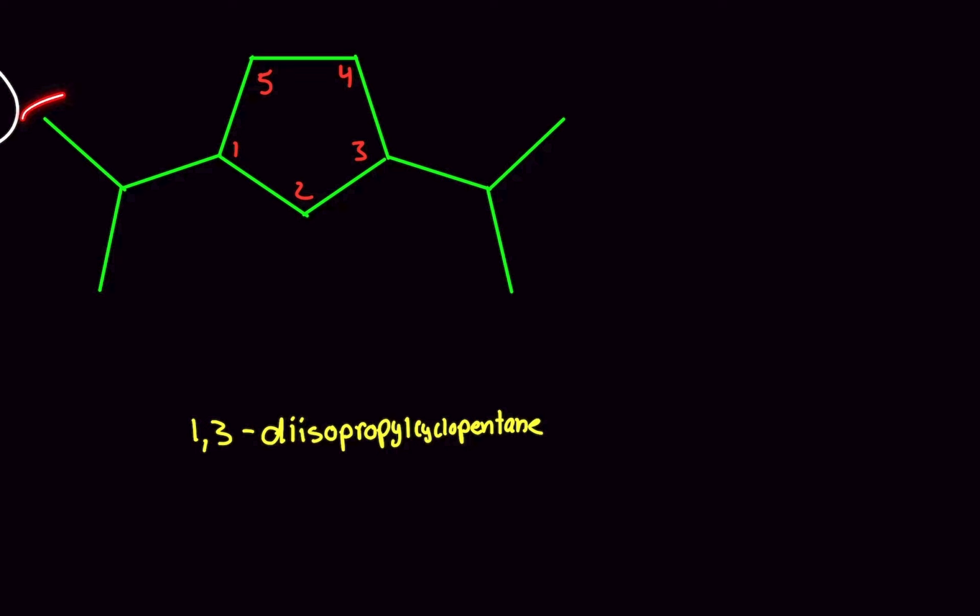1,3 because we have a branch coming off of carbon number 1 and a branch coming off of carbon number 3, and that's an isopropyl group. And since we have 2 of them, and it's the same functional group, we call it diisopropyl. And it's a cyclopentane because we're in a cyclic formation here, in a ring. And it's a 5-carbon molecule.